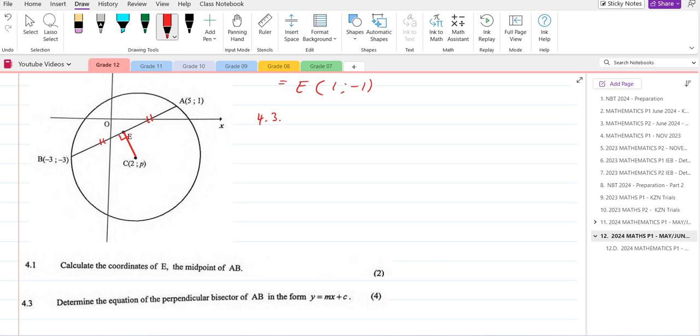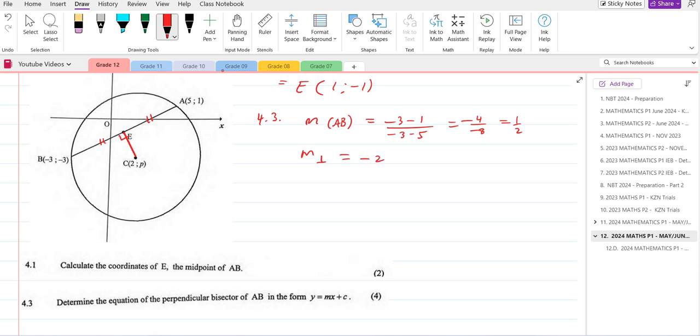Equation of AB, a gradient of AB. Gradient of AB is y2 minus y1, so minus 3 minus 1 divided by minus 3 minus 5. So I've got minus 4 over minus 8, which is basically half. So the gradient of EC, or the gradient of the perpendicular bisector, let's just call it gradient perpendicular. So upside down T, right? So gradient perpendicular will be opposite sign, minus, and flip this around, negative reciprocals, so negative 2.